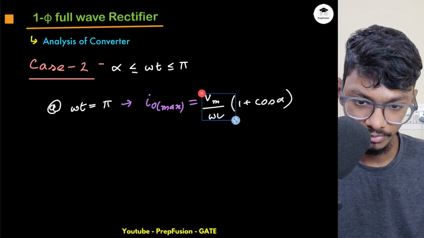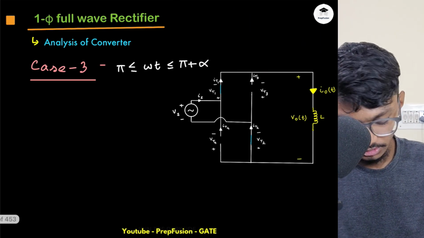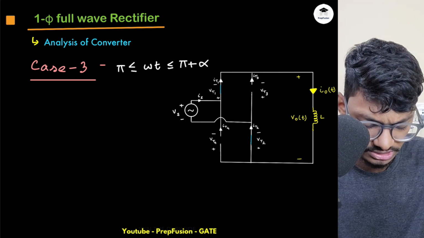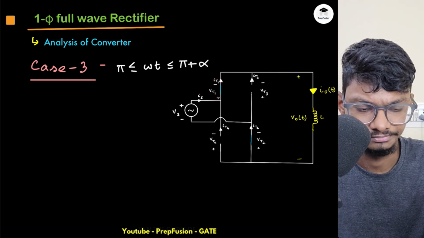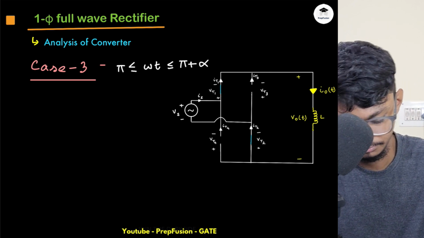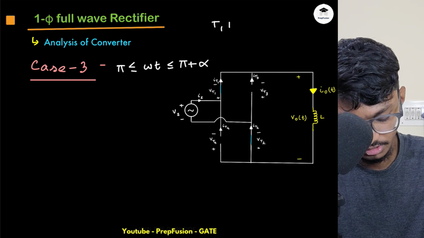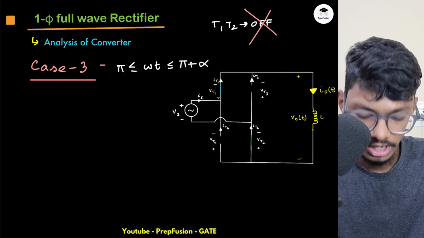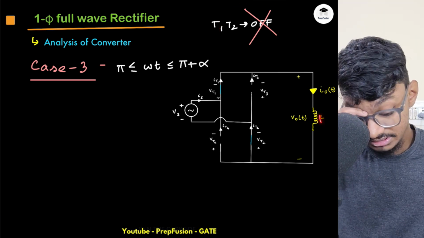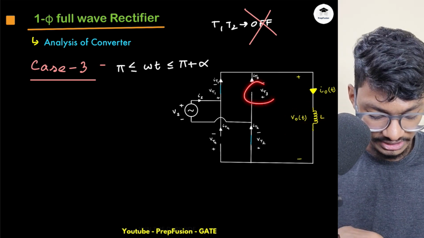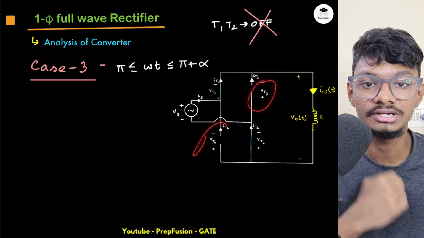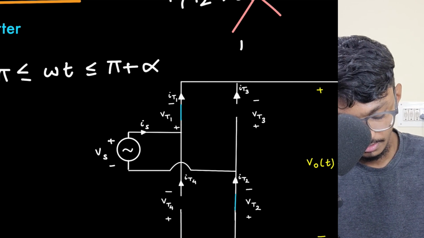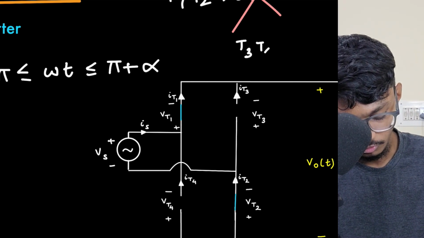of the maximum current. After this, from pi to pi plus alpha, you will say, sir, T1 and T2 will go into reverse blocking mode and be off. I will say no. Why? Because the inductor will keep them on, since T3 and T4 are still not triggered, so they are still not on. T3 and T4 will be in the forward blocking mode.